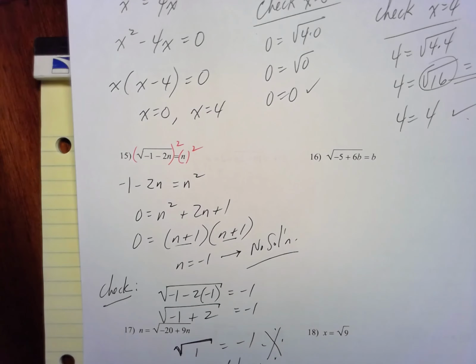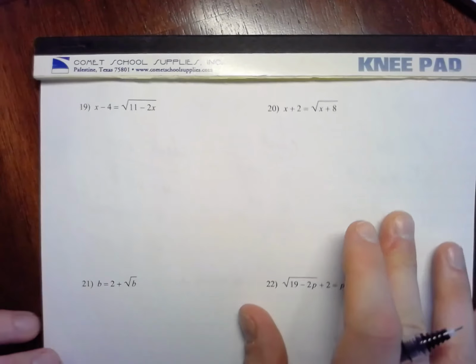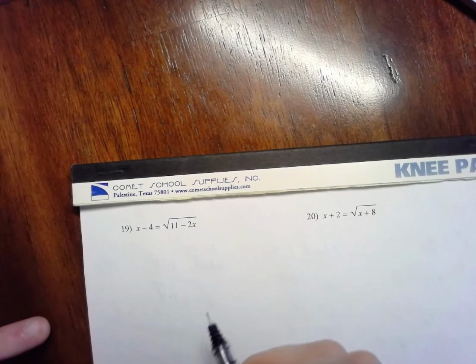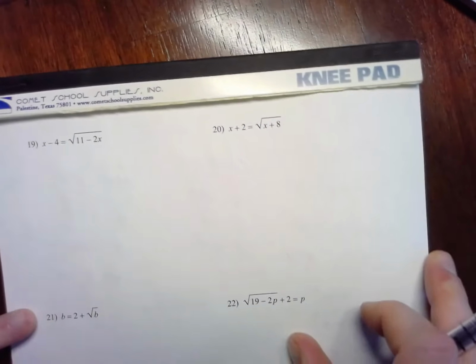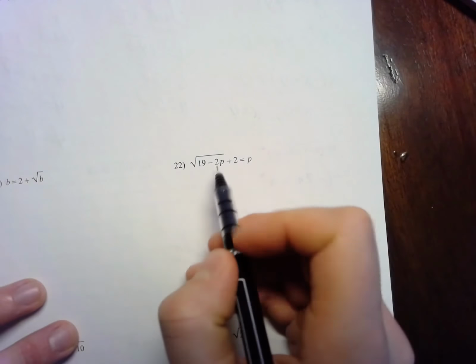Let's do another one here. I'm going to move to the back. Okay, so let's do number 19. Okay, let's do number 19. Actually, no, let's do number 22. I like this one better. Let's do number 22. So we've got a radical plus 2.